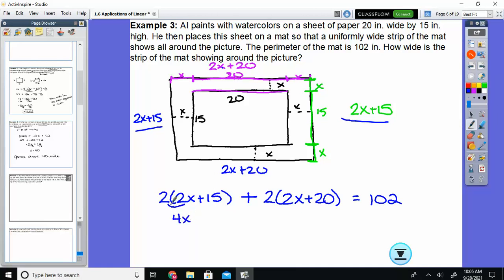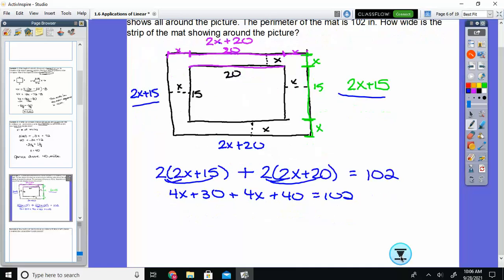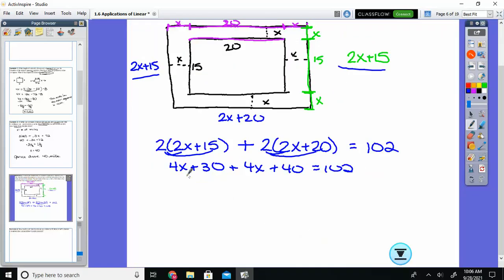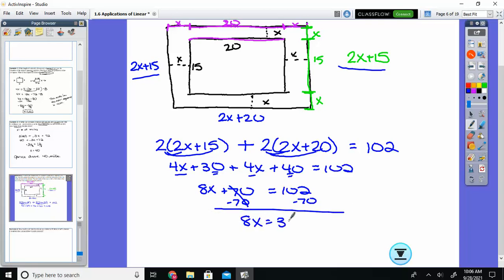So now if we distribute, we get 4x plus 30. It's 4x plus 40. So if we add like terms, 4x plus 4x is 8x. 30 plus 40 is 70. Subtract over the 70. Divide by 8. And x is 4. Am I done? No.